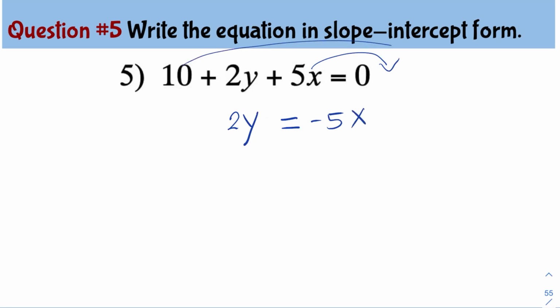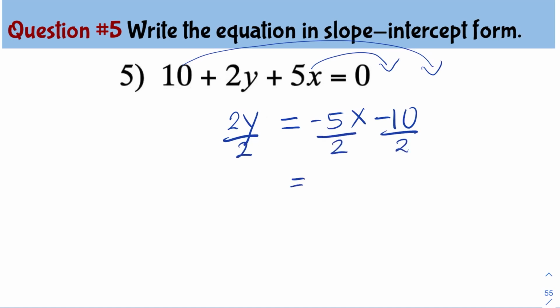If we move 10 to the right side, this is now minus 10. It's the same thing as doing the inverse of 5x and doing the inverse of 10. So now we have 2y is equal to negative 5x minus 10. What's the next step? Dividing each term by 2. Over 2, over 2, and over 2.